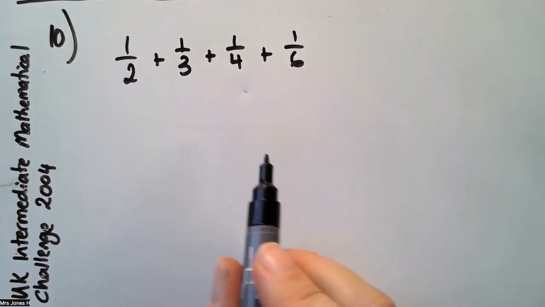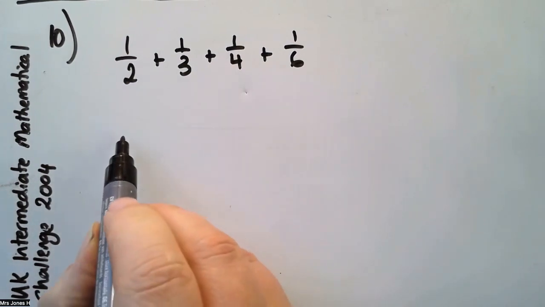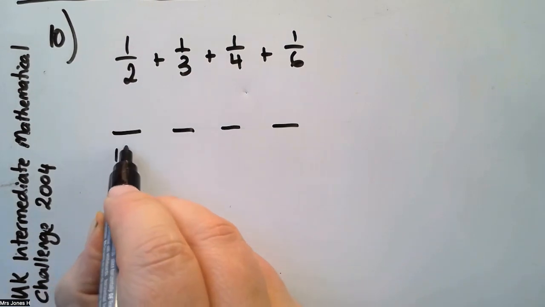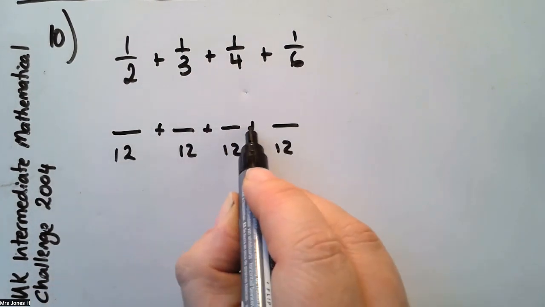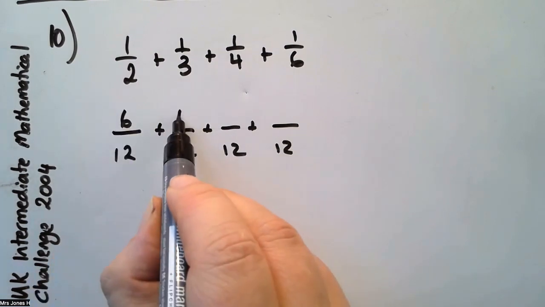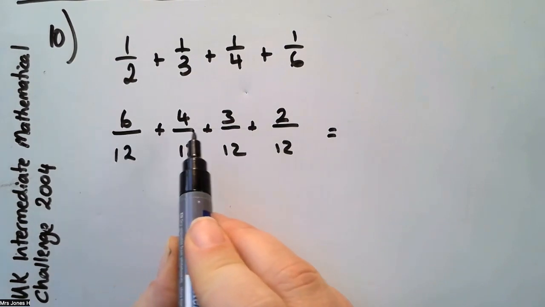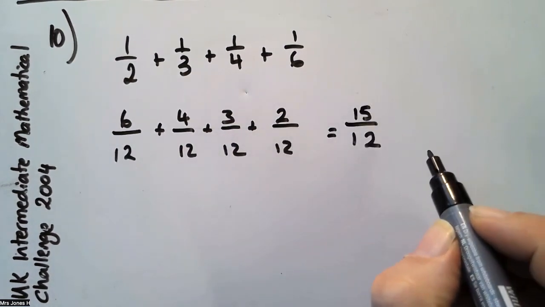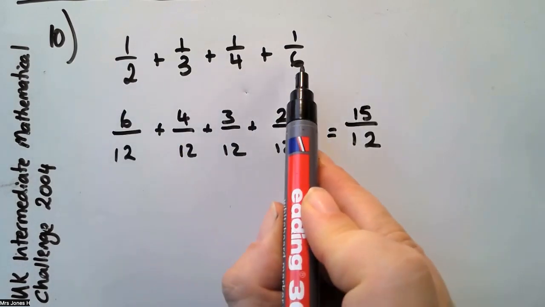I need a common denominator. In order to add fractions, I need to have them with a common denominator. And that common denominator is going to be, yes, 12. Six plus 4 plus 3 plus 2 is 15/12. So this is the total of these 4 numbers.